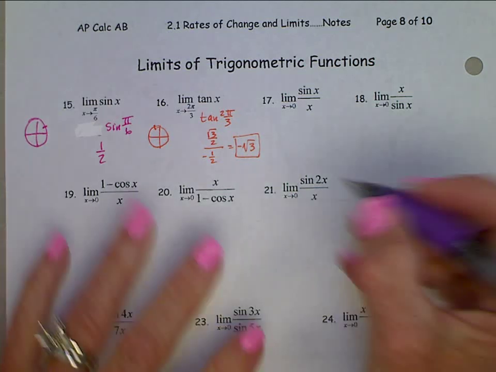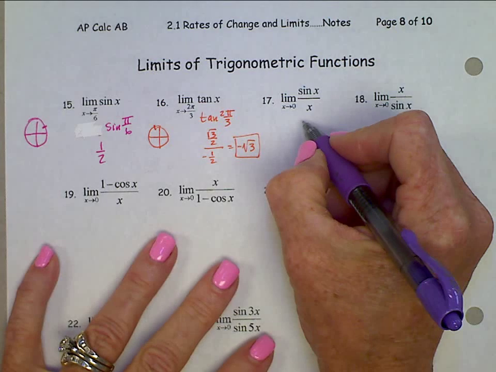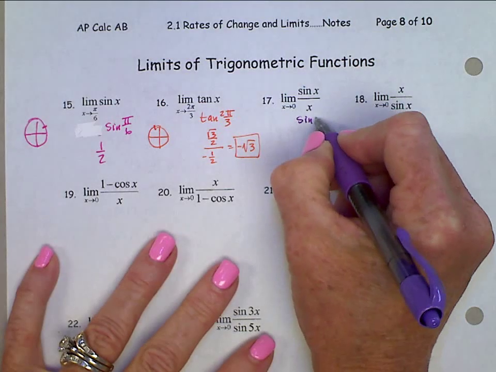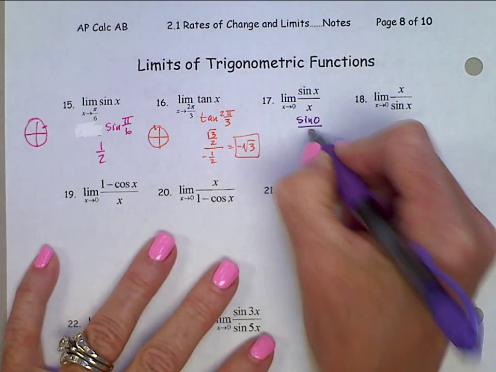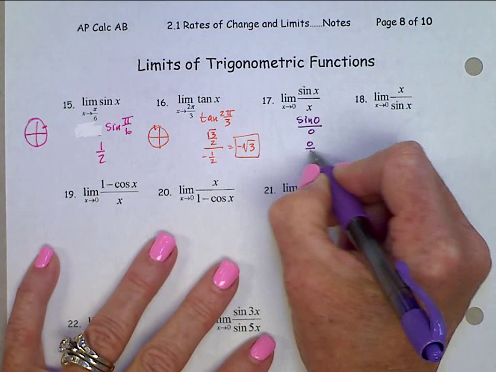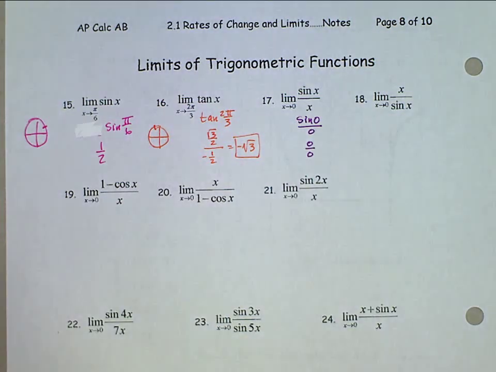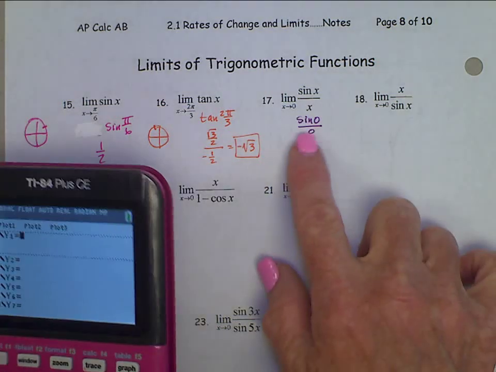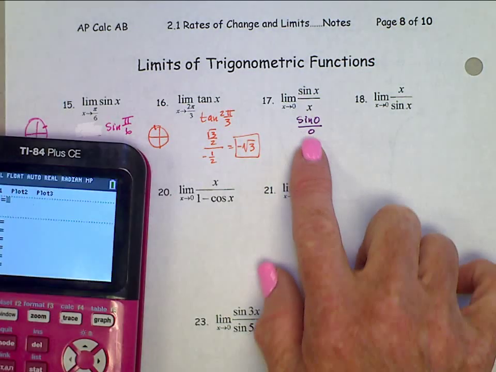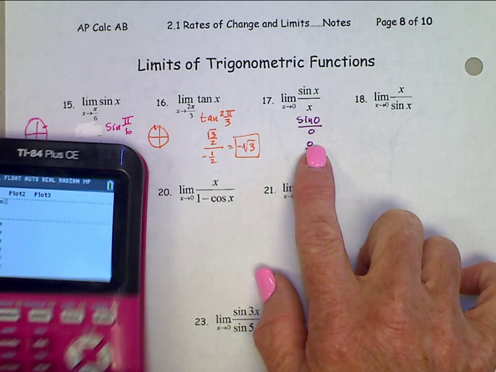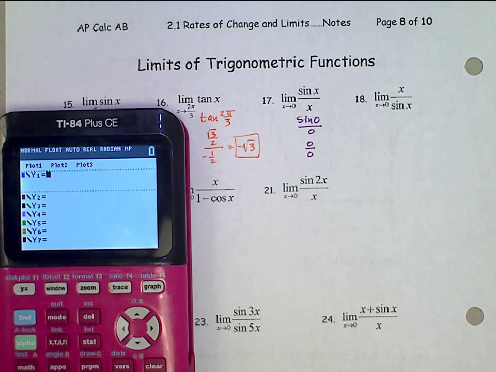When we look at the limit as x approaches 0 of sine x over x, for this one, when we substitute in, we get the sine of 0 divided by 0, which is 0 over 0, and we have a problem. We can't factor, we can't rationalize the numerator or denominator, so we're going to need to graph this. So grab your calculator, please, and let's put this in.